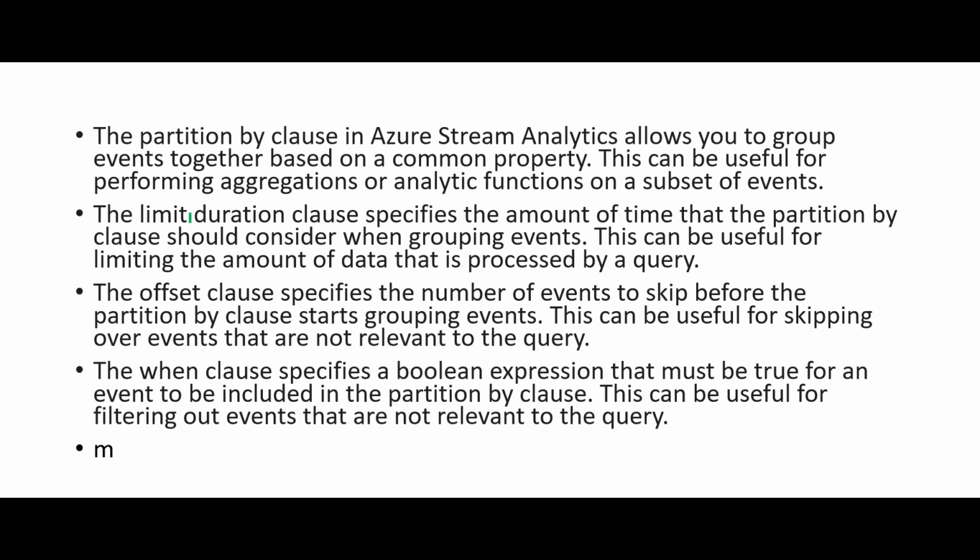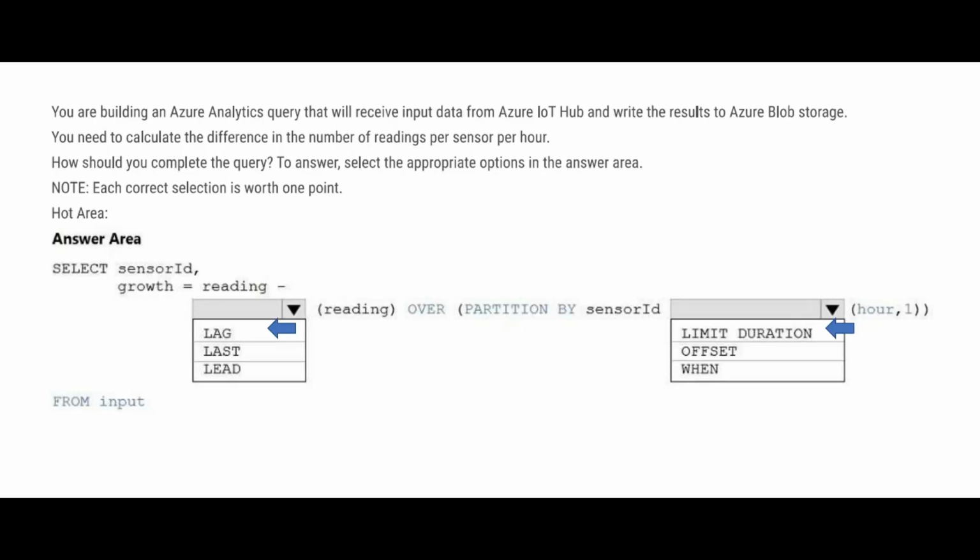Now let us look at the partition by clause. The limit duration that we spoke about specifies the amount of time that the partition by clause should consider when grouping events. So this can be useful for limiting the amount of data that is processed by a query. Now offset is like how many events you have to skip before your partition clause works, and when clause is a boolean expression that must be true for an event to be included by the partition by clause. So this would be our final answer.